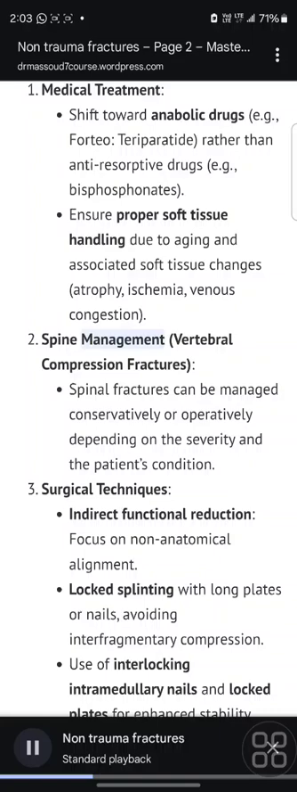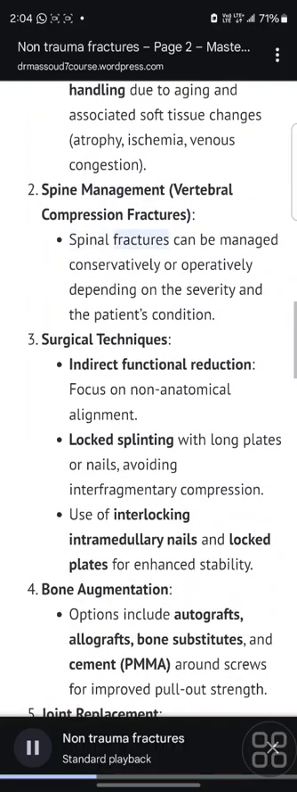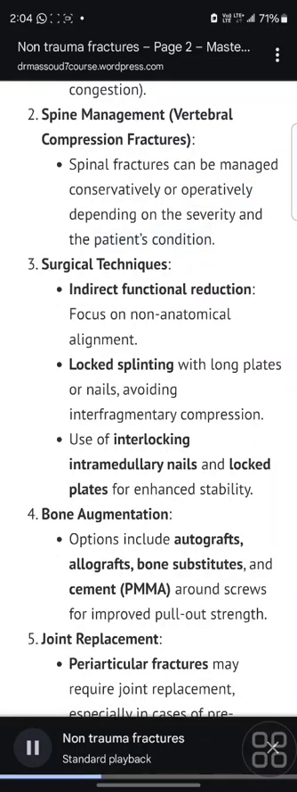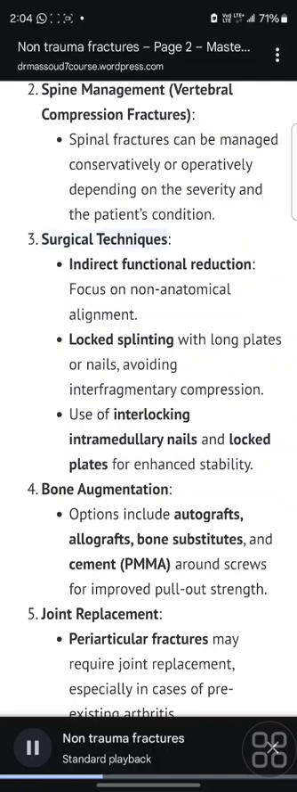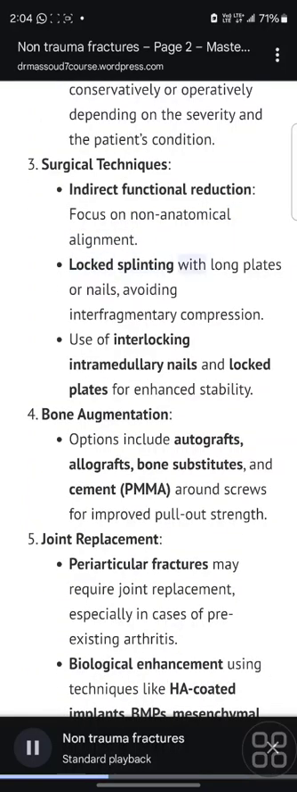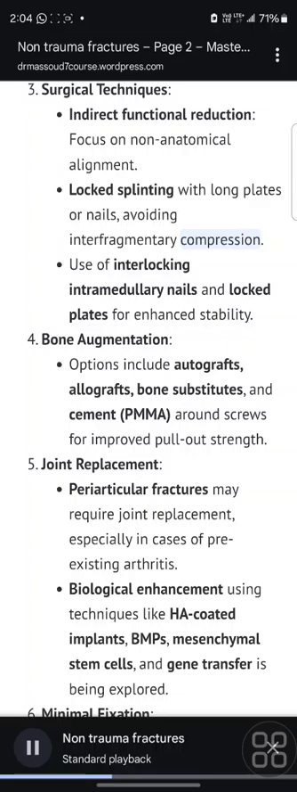2. Spine management. Vertebral compression fractures. Spinal fractures can be managed conservatively or operatively depending on the severity and the patient's condition. 3. Surgical techniques. Indirect functional reduction. Focus on non-anatomical alignment. Locked splinting with long plates or nails, avoiding interfragmentary compression. Use of interlocking intramedullary nails and locked plates for enhanced stability.